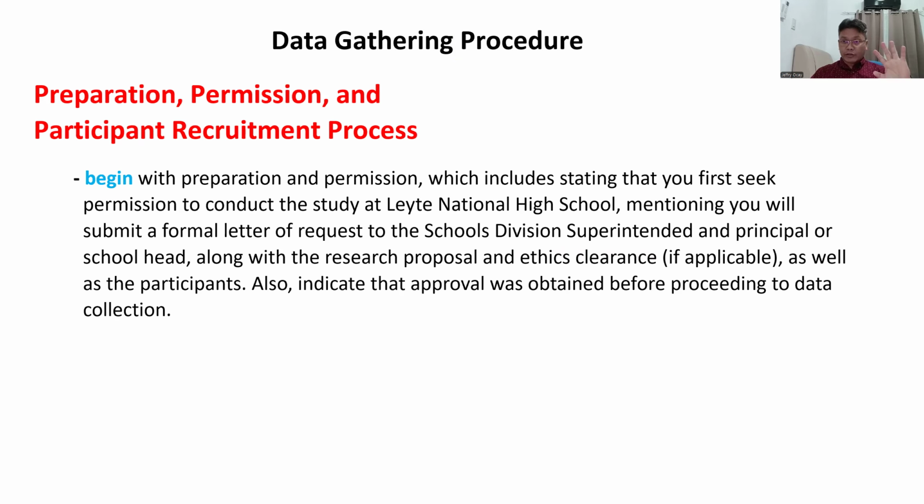So we will write a letter to the school's division superintendent. I'll record another lecture on how to prepare a permission letter, because that's a nuanced discussion as well. So we need to ask permission by writing a letter of request to the SDS. And please take note that once we have the permission from the school's division superintendent, the next thing to do is to write again to the principal or the school head.